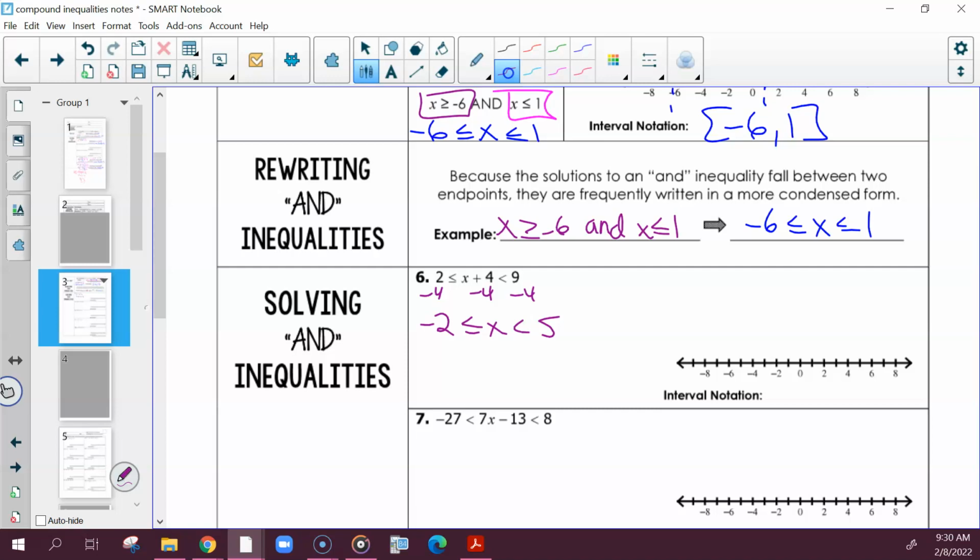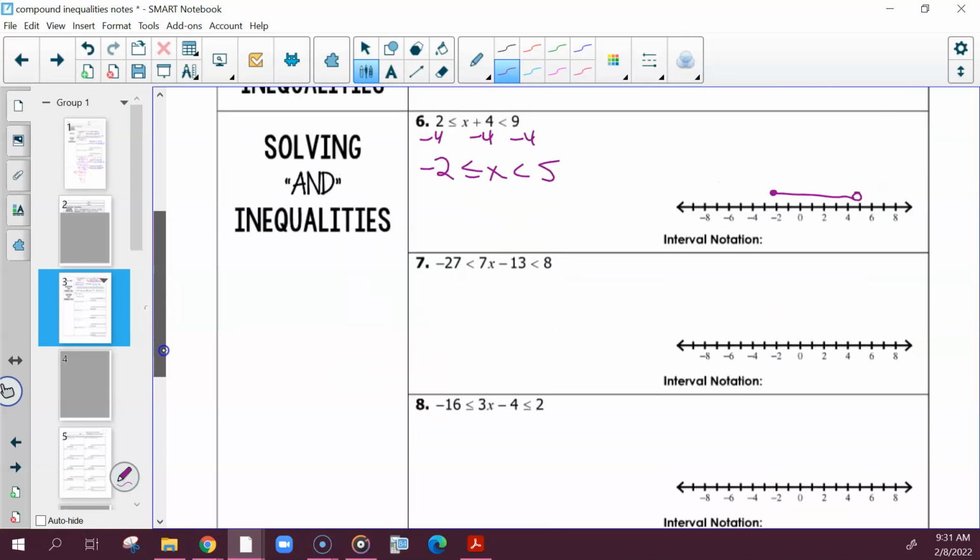If you have a question, yes, you can still do the arrows. I'm going to start with this one and then go back and do the arrows. So if I were to just graph this, this would be a closed circle at negative 2, open circle at 5. And then from negative 2 to 5, with a parenthesis on 5, would be my interval notation.